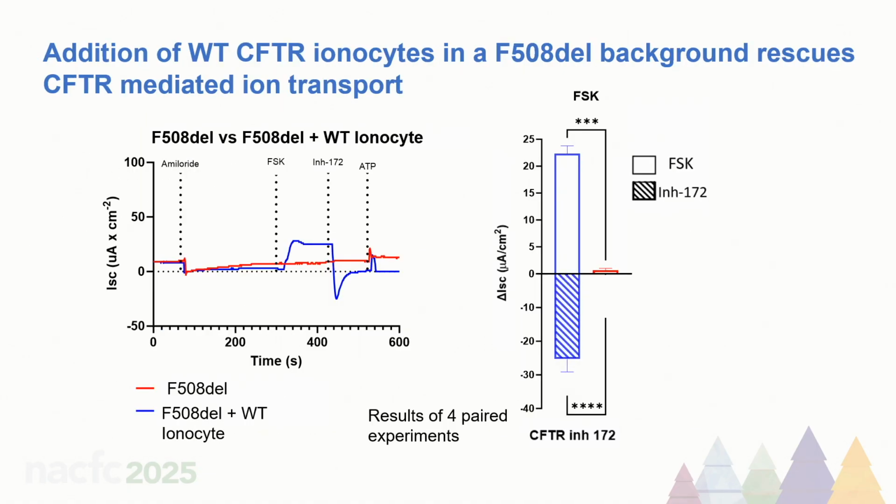And sure enough, what we found was that within our Delta 508 homozygous line, without any triggered FOXI1 differentiation, we didn't see much of any forskolin or CFTR inhibitor 172 response. But when we triggered the emergence of wild type CFTR ionocytes through FOXI1 overexpression, we were able to restore that function, both in terms of a forskolin response and a CFTR inhibitor 172 response.